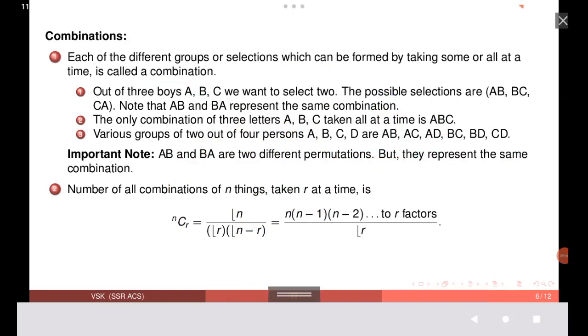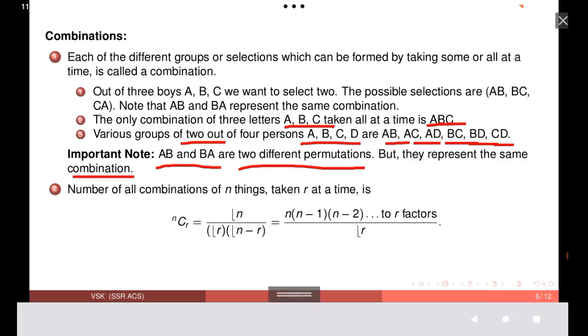Similarly, if we have 3 letters A, B, C, and we have to take all at a time, so only 1 selection will be there. And suppose we have the 4 letters A, B, C, D, and we have to take only 2 out of them. So the selections will be AB or AC or AD or BC, BD and CD. Here again, as I told you, AB and BA are two different permutations, but they represent the same combination. Arrangement is different, but selection is same.